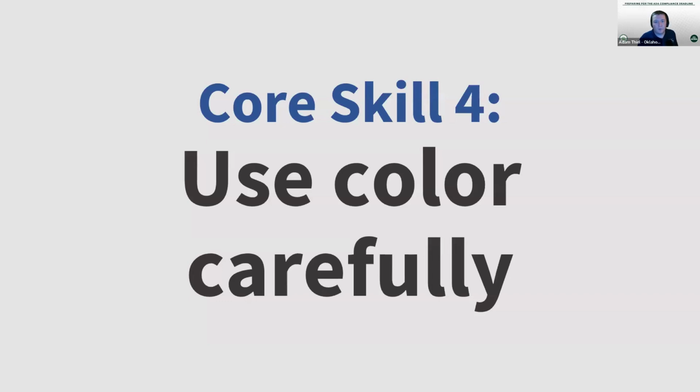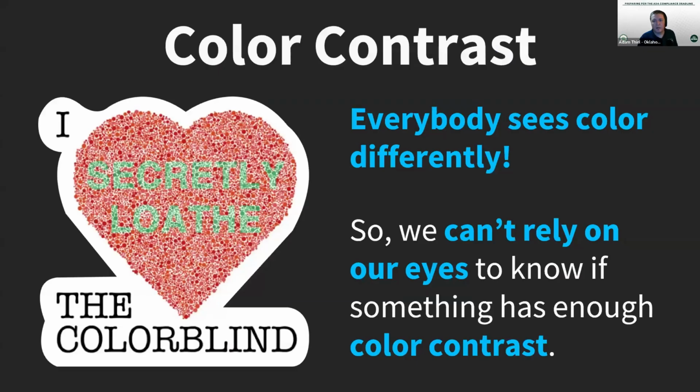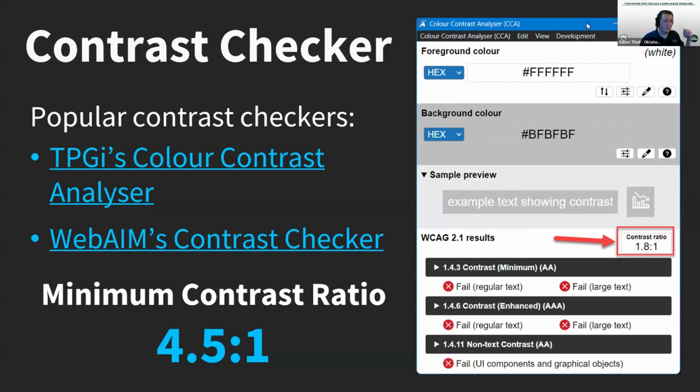Okay, core skill 4, using color carefully. I'll go through this one pretty quick. Everybody sees color differently, and so that means we can't rely on our eyes to know what good color contrast is. You need to be able to differentiate between different colors in order to understand the content. And so you have to use a third-party tool to be able to check for color contrast up to those WCAG standards. Our favorite one to use is TPGi's Color Contrast Analyzer. It's an image of it there on the screen.